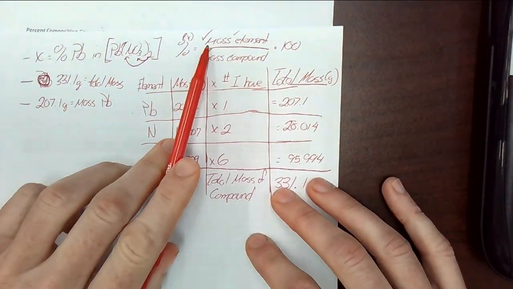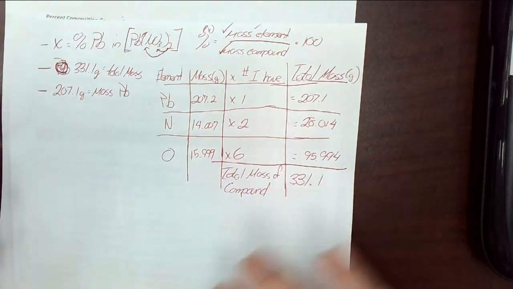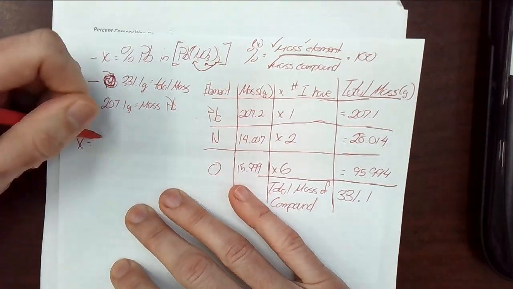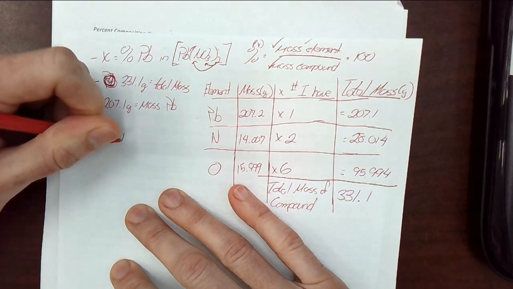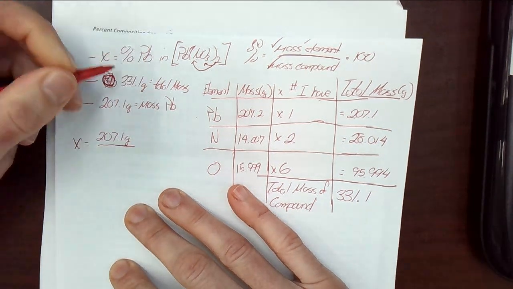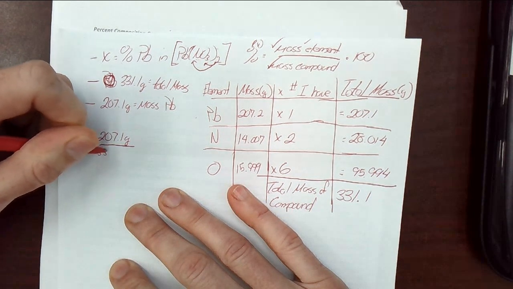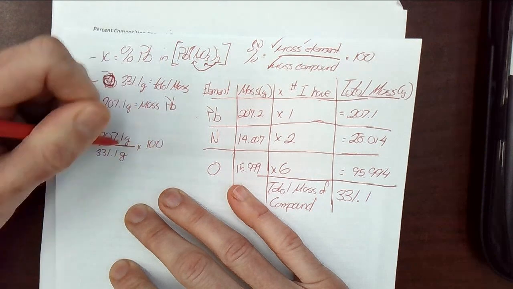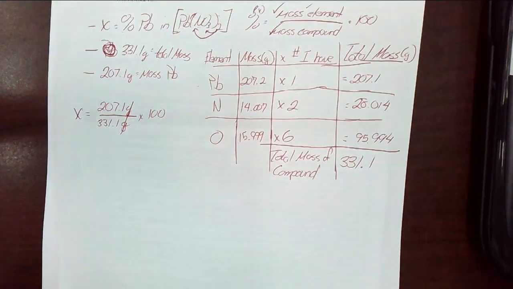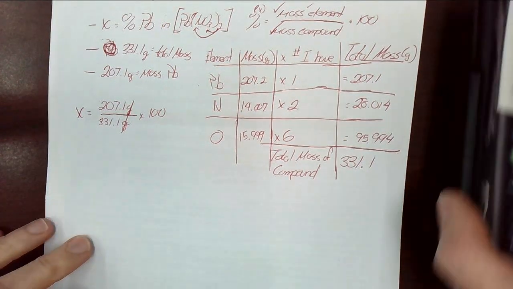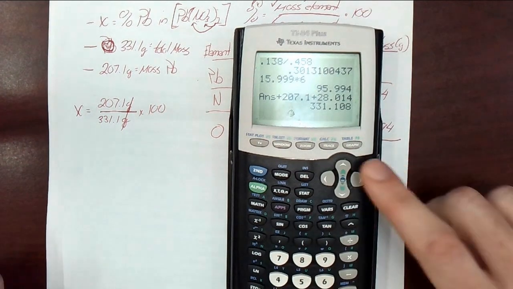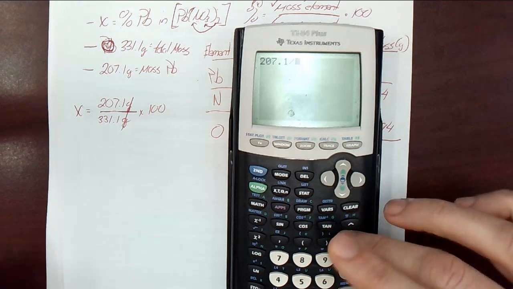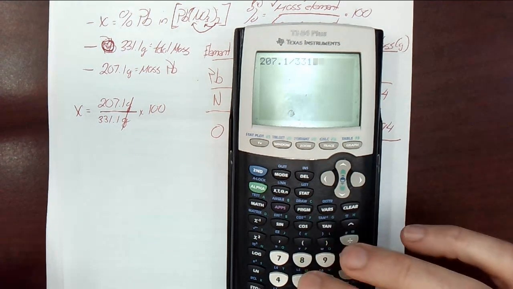So step 9 is we just plug this stuff in. So I'm going to come here. So X is equal to 207.1 grams divided by 331.1 grams times 100, and our grams cancels out. Again, percentages are always unitless. There's no units on percentages. So clear that. So 207.1 divided by 331.1.